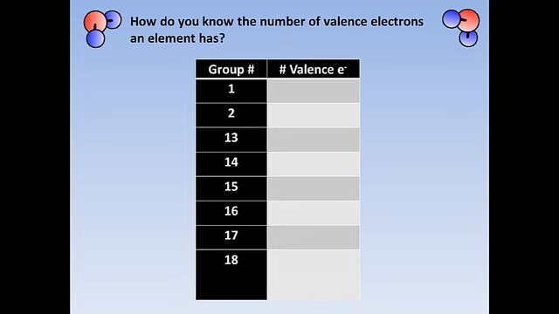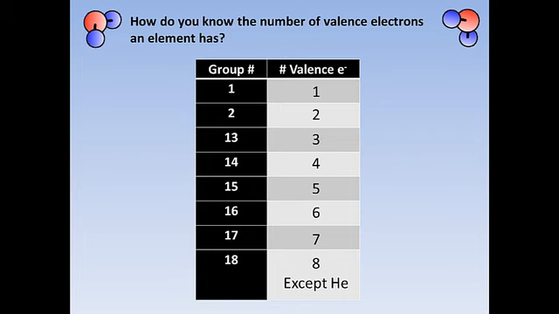How do you know the number of valence electrons an element has? For main group elements, that is, groups 1 and 2 and 13 through 18, look at the group number at the top of each column on a periodic chart. The number in the ones place tells you the number of valence electrons, which is the number of dots in a Lewis dot structure. There is a chart in your notes giving examples of Lewis dot structures.